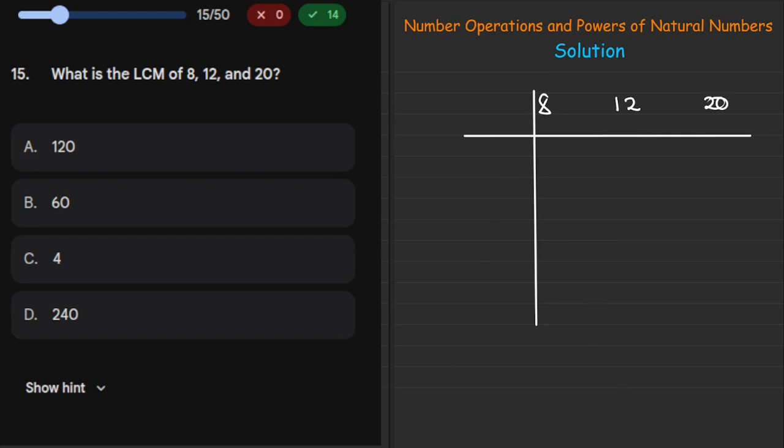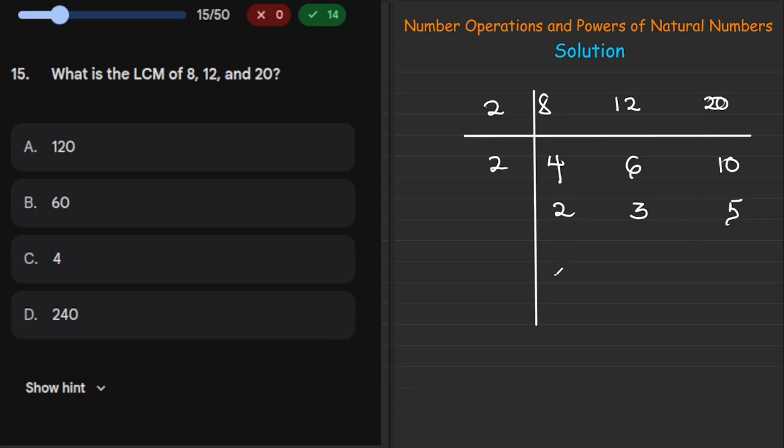So using our prime numbers, we'll start with 2, because 2 can divide at least one of them. So we have 2 dividing 8 to give us 4, and it divides 12 to give us 6. It divides 20 to give us 10. We can still use 2. 2 divides 4 to give us 2. It divides 6 to give us 3, and then divides 10 to give us 5. We can still use 2.